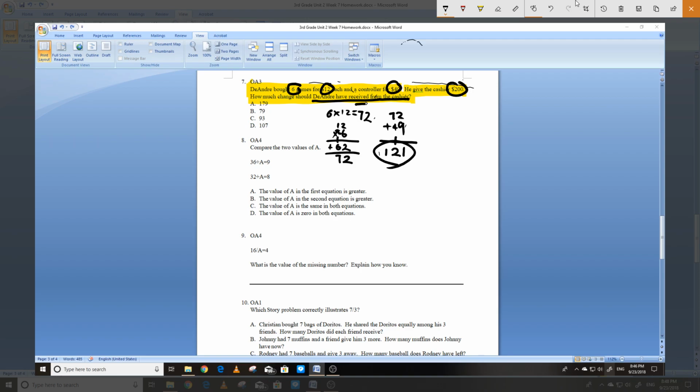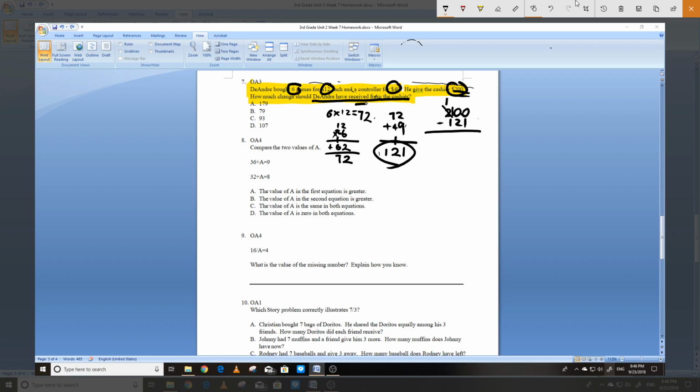Subtract 121 from what? From 200. That's how much he paid, right? DeAndre paid 200, and we're taking away $121. So can 0 take away 1? No, we have to borrow. But you can't really borrow from 0 because 0 means nothing. You can't borrow from nothing. Therefore, we look at the hundreds place, and we're going to borrow from that 2 to become 1.